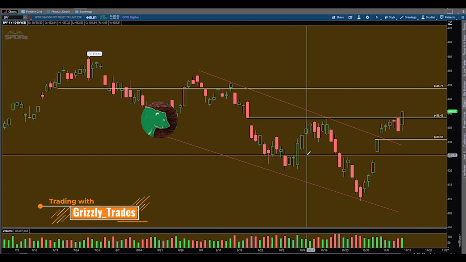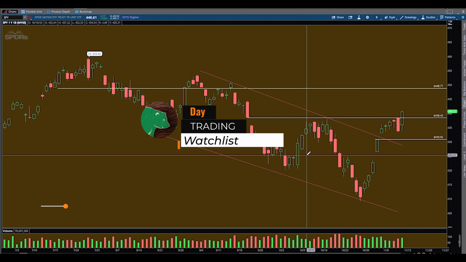This is my favorite setups, my exact levels I'm watching for the upcoming week, and how I'm going to trade them.